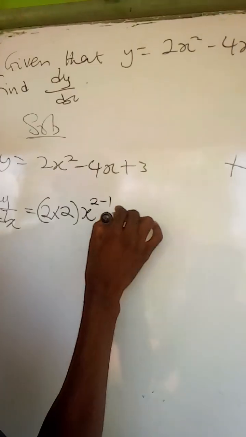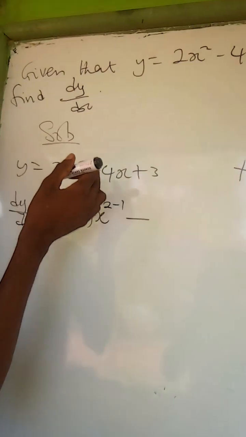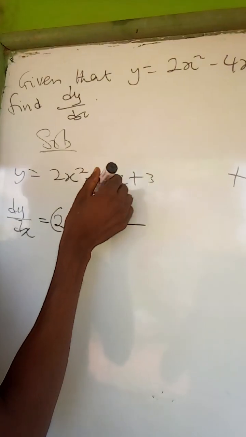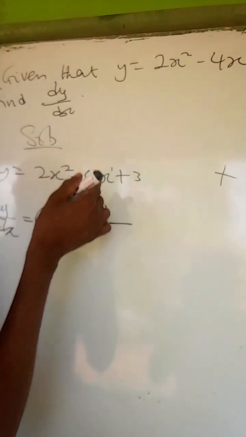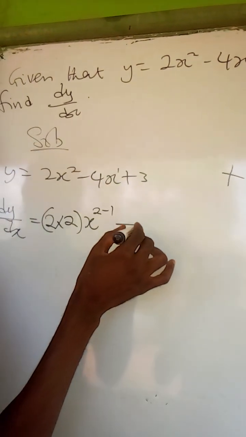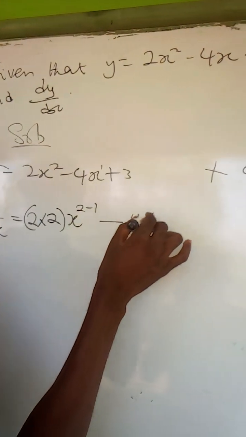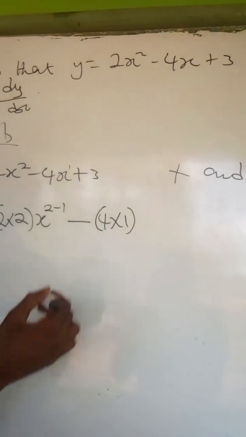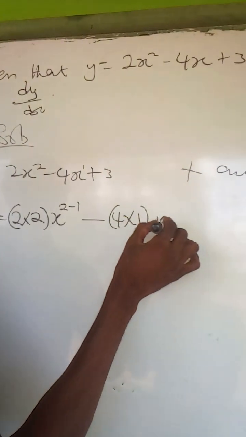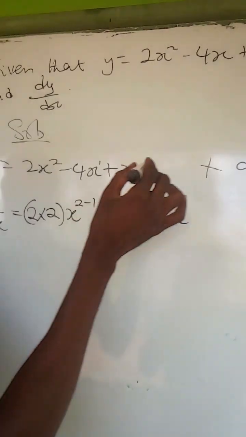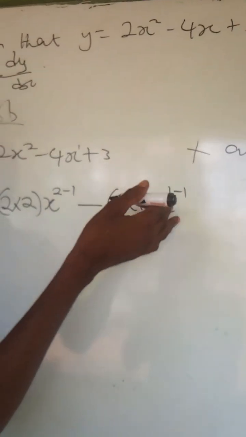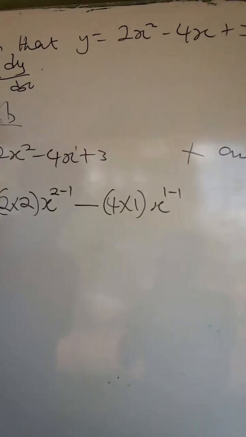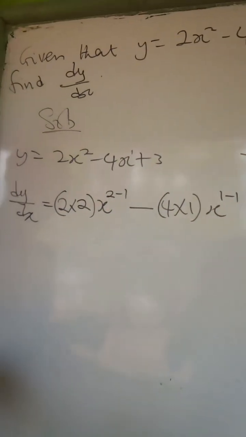Then we have minus. Now here, for this x, our exponent is 1. So therefore, we multiply that 1 by 4. So we have 4 times 1 in brackets. Then we bring our variable. Then we reduce the power by 1. So it will be x raised to the power 1 minus 1.